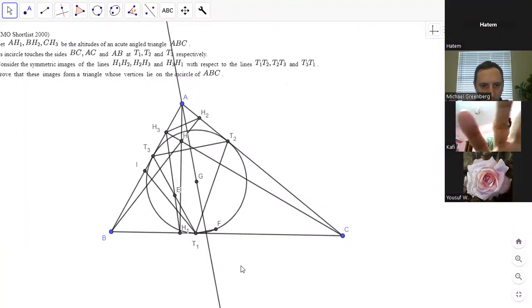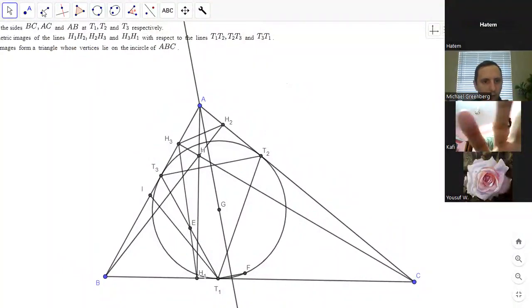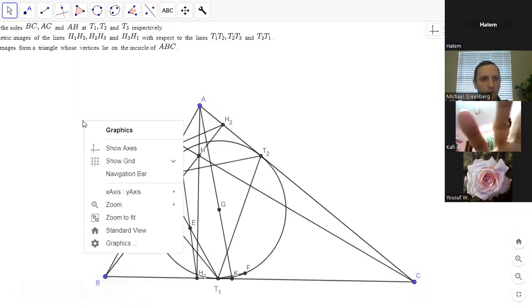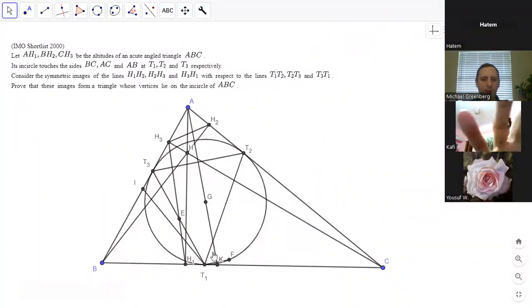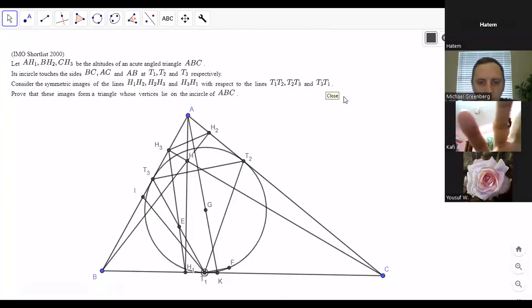All right, so just so I don't have to look at this whole line, I'm going to label the foot of the angle bisector K. And I'm just going to draw the segment AK, so we don't have to keep looking at the whole line. Okay. So KF is going to be tangent to the incircle by symmetry. And if we reflect T1, T2, T3 with respect to AG, BG, CG.